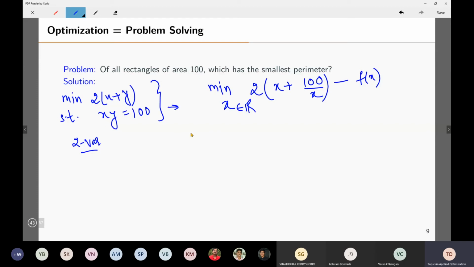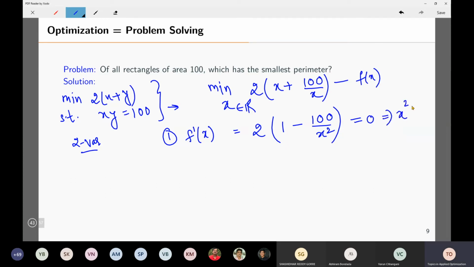So now what did we do? We have to find the critical point. So f prime of x is what? If we take the derivative of this, 2 remains and then 1 minus 100 by x square. These are the derivative things you may recall from your calculus. These are basic derivatives that you need. And this has to be equated to 0. If this is equated to 0, this implies what? x square is 100. All right, so this implies x is plus 10 or minus 10.